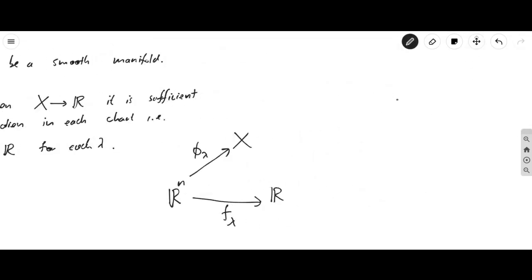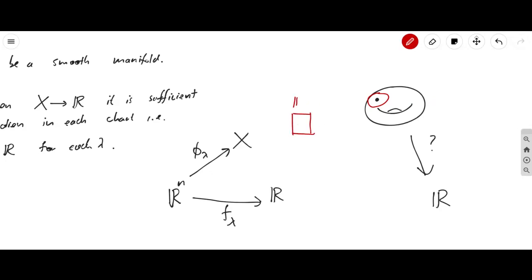So let's go back to the torus again. I want to define a function from the torus into R. So how do I do it? So I'm going to pick a point on a torus. Where do I map that point into R? Well, what I can do is I can pick a chart. So this will be R2, and I have phi lambda. But I can also pick a different chart, and maybe I have phi mu.